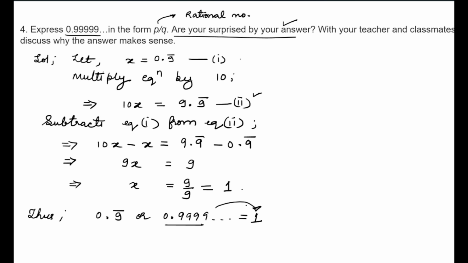So you can just write, because it is asking you in the next part, discuss with your teacher and classmates why the answer makes sense. So you can give the reason here that the number 0.9999 is very close to number 1, right? So that's how you solve this one question.